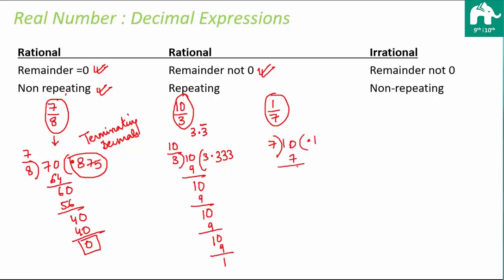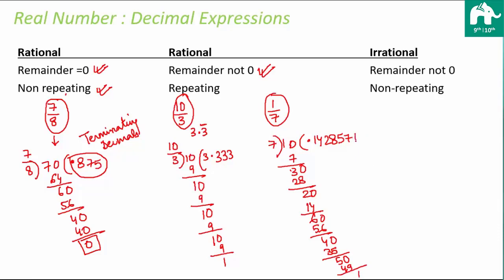7 ones are 7, so we have 3. 7 fours are 28. 7 twos are 14. 7 eights are 56. 7 fives are 35. 7 sevens are 49.